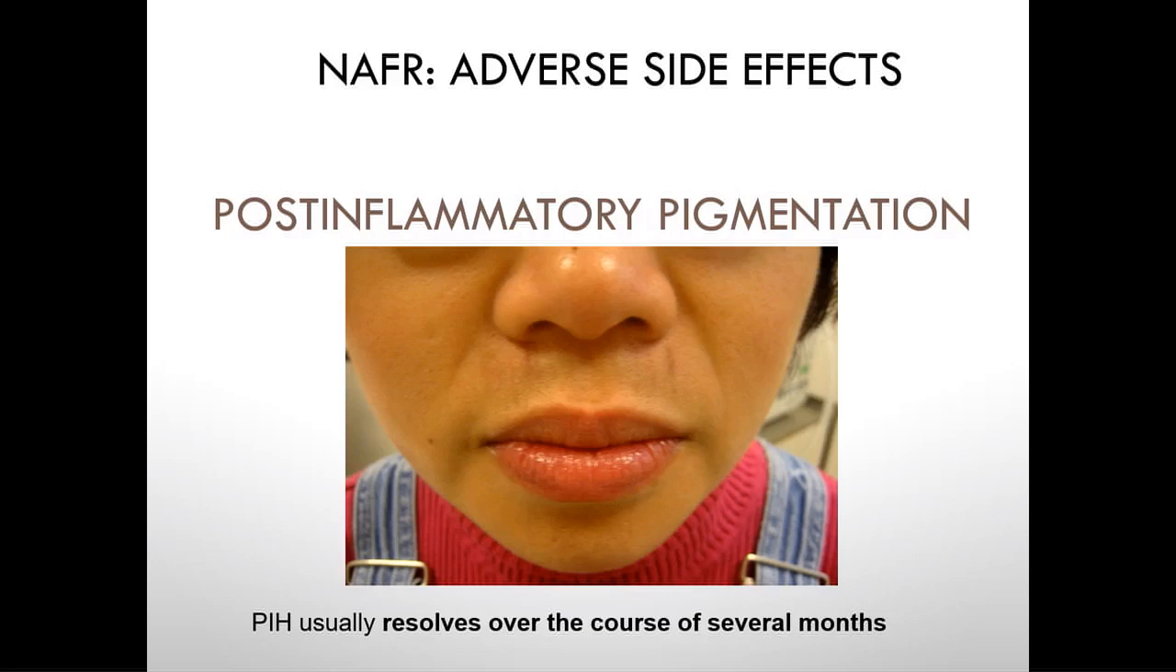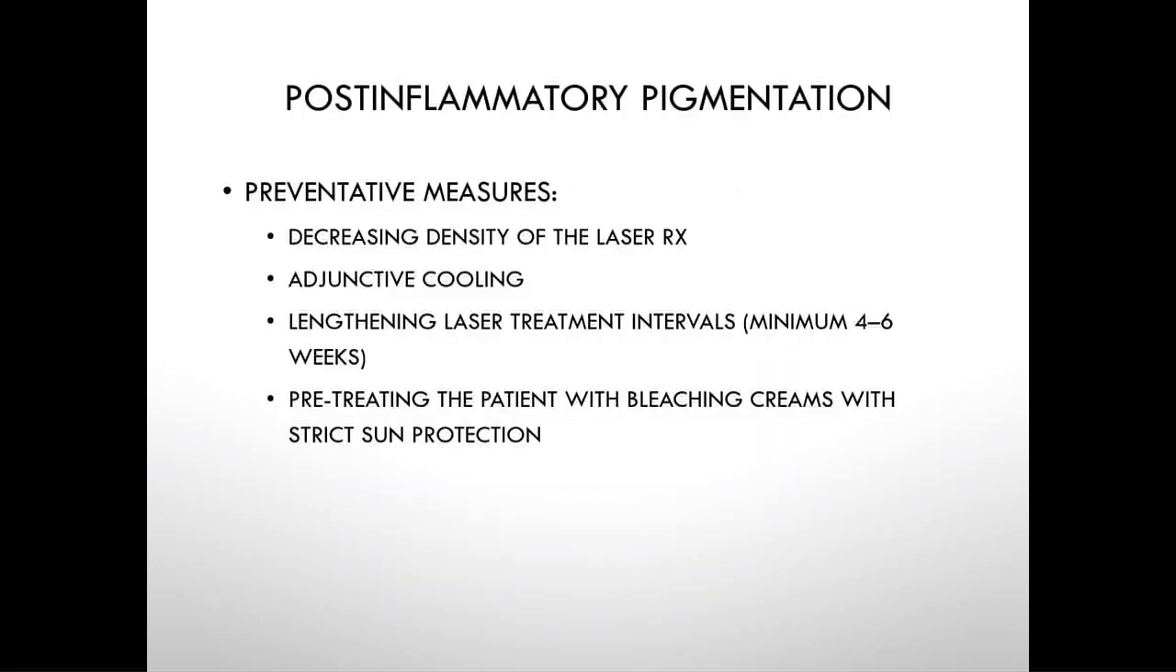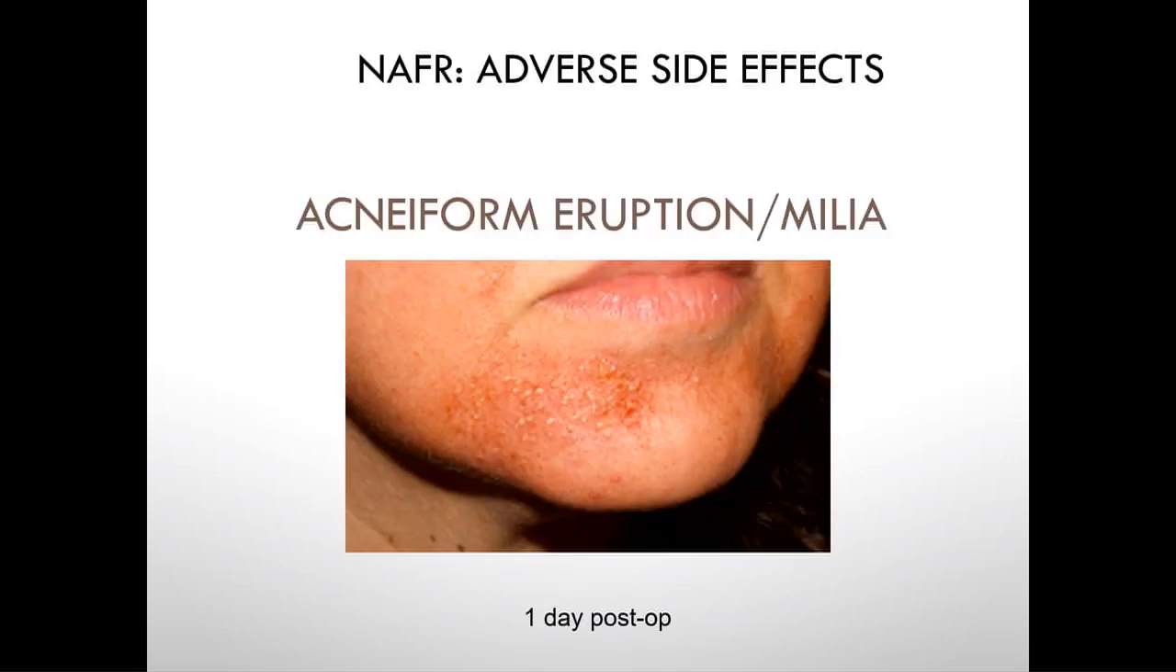Luckily, most of the time it's temporary, and it resolves over the course of several months, and you need to treat with bleaching agents. How to prevent post-inflammatory hyperpigmentation in non-ablative fractional resurfacing? Density is the key, so decrease the density of the laser treatment, especially in dark-skinned individuals. Use adjunctive cooling, lengthen the laser treatment intervals, so stretch the treatment intervals to 4 to 6 weeks, and pre-treat the patient with bleaching creams with strict sun protection.